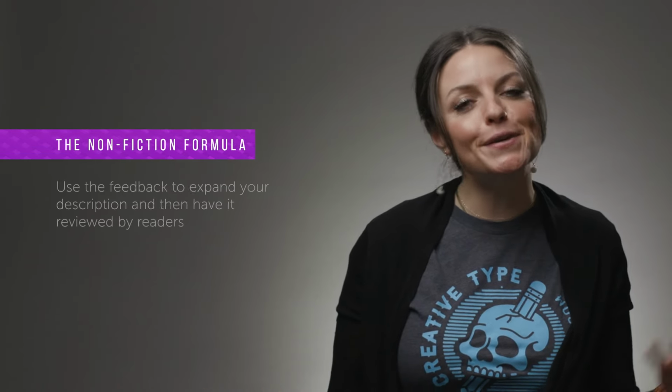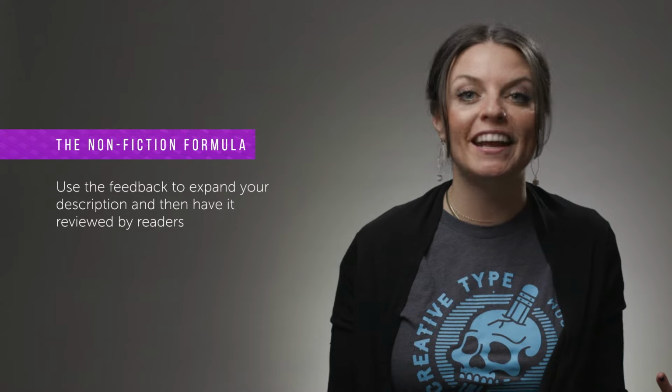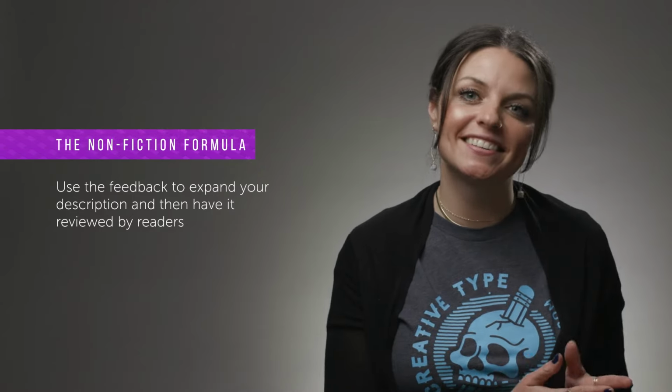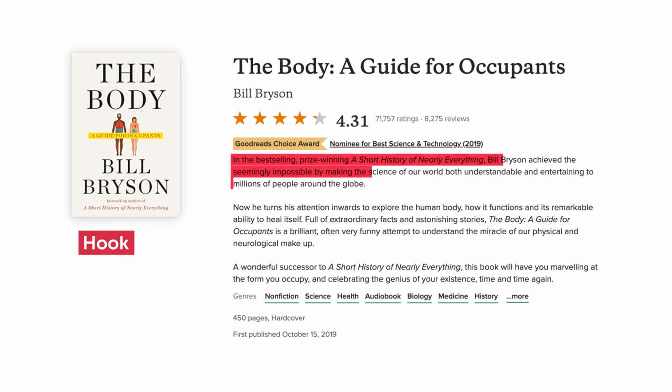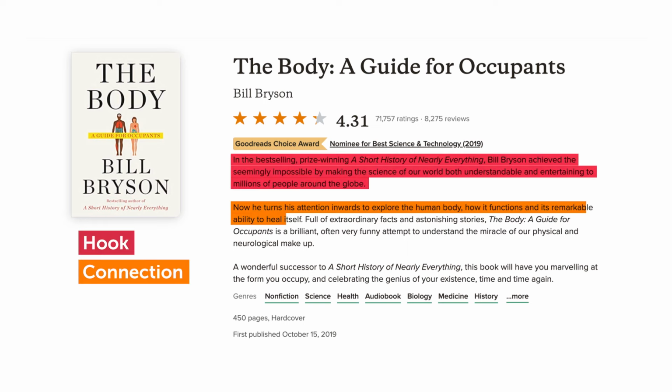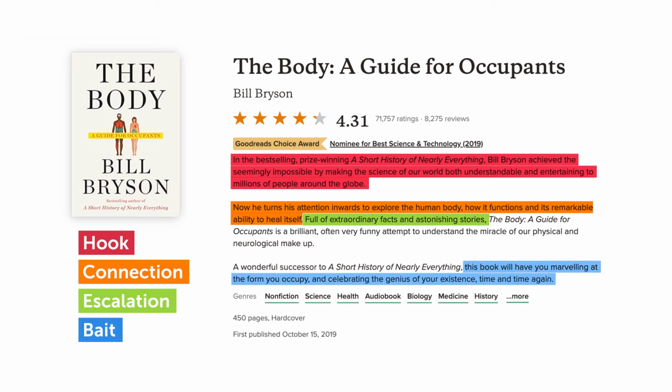Same as before, use this feedback to expand your description and then have it reviewed by your readers. Don't be afraid to use this space to highlight your qualifications to support your expertise. Let's look at an example of a nonfiction book description. Here is the description of The Body by Bill Bryson. It's only 118 words, but promises a wealth of information for the potential reader. We've got a hook, a problem and solution framework, author credentials, and once again, the bait to leave us wanting more.